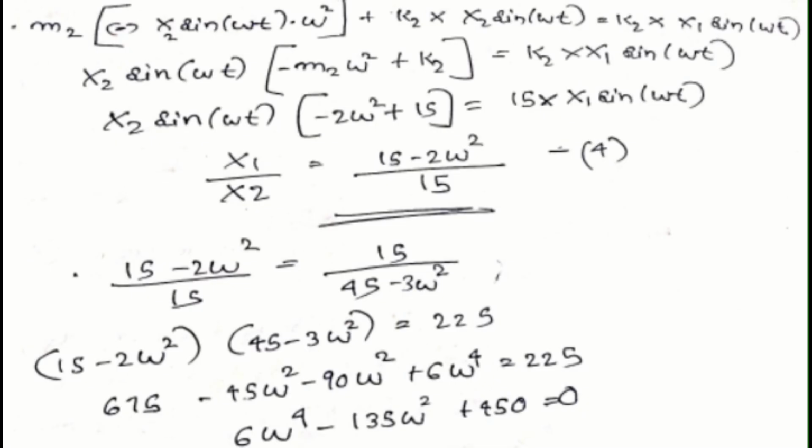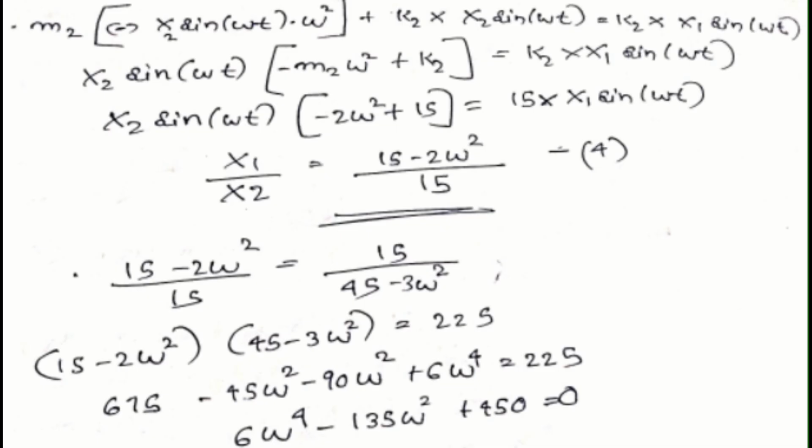In the same way, substituting into the second equation for mass m2, corresponding to x2 double dot, and simplifying by taking common terms, the ratio X1 by X2 of the amplitudes can be found from the second equation, which is 15 minus 2 omega square by 15. So we got two equations for the amplitude ratio X1 by X2. Since the left hand side of both amplitude ratios is the same, I will be equating the right hand side.